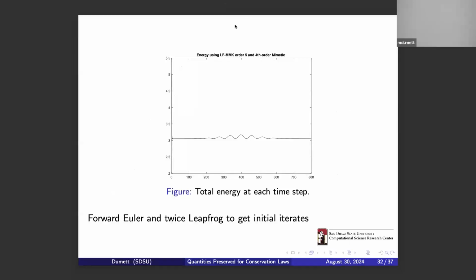And here is a computation of the conservation of energy. And you see this ripple where some small quantities vary. It's because I need to have 5 steps in time, and I created those using a forward Euler and twice leapfrog, just to get data to start. And that introduced those small variations.